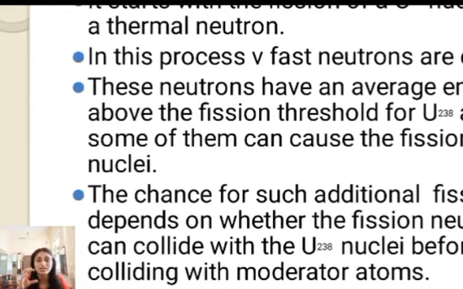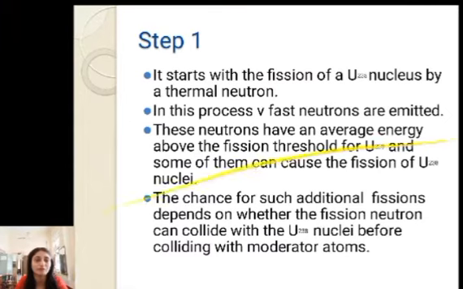Now the chance for such additional fissions depends on whether the fission neutron can collide with uranium-238 nuclei before colliding with moderator atoms. Because these new fast neutrons are emitted, they may collide with moderator, they may collide with uranium-238. If they collide with uranium-238, as they have higher energy above the fission threshold for uranium-238, they can cause the fission of uranium-238. But if they collide with the moderator atoms, their energy will become less and they will become thermal neutrons from fast neutrons.